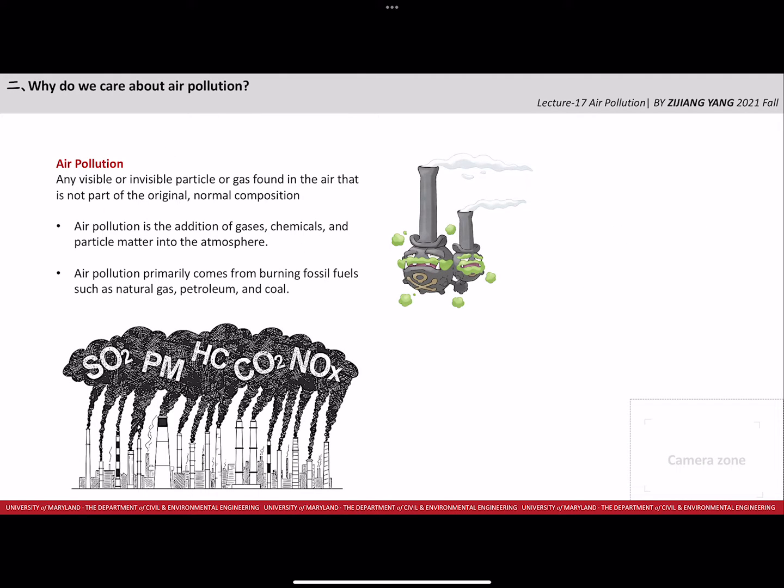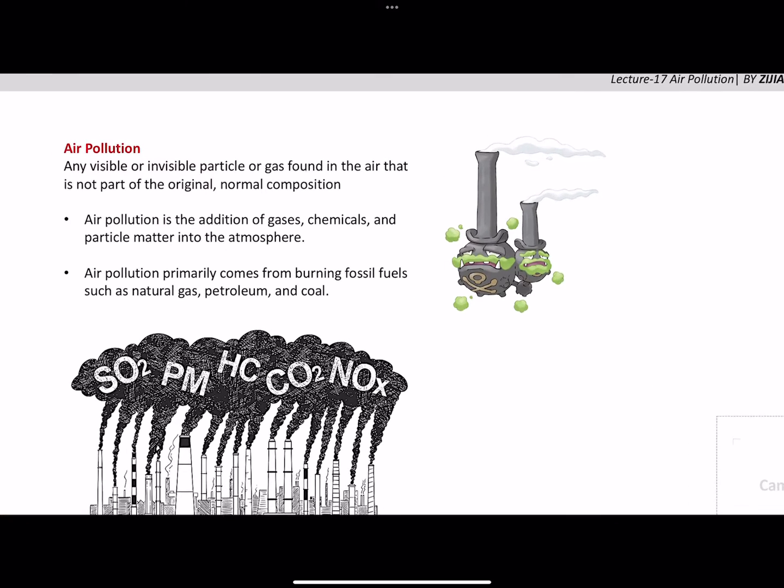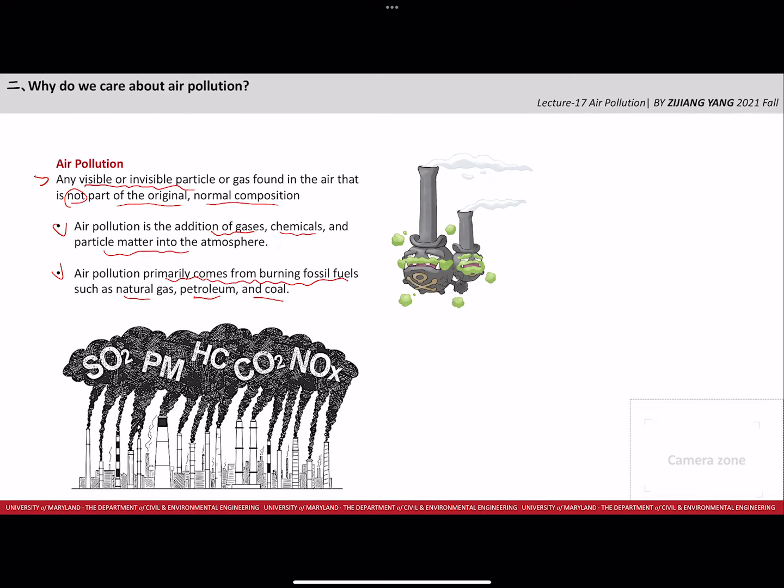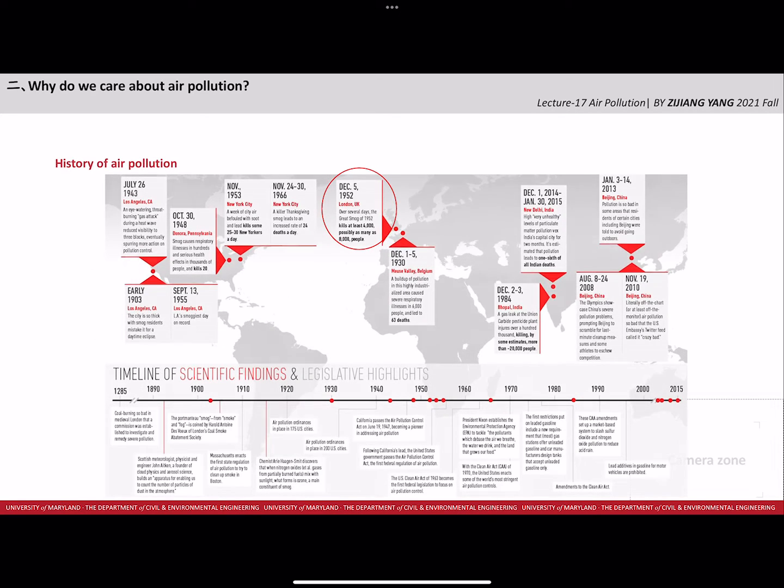And the next, what's air pollution? So basically, air pollution refers to any visible or invisible particles or gas found in the air that is not part of the original composition. So basically, air pollution is the addition of gases, chemicals, and particulate matter into the atmosphere. And for now, air pollutants primarily come from the burning of fossil fuels, such as natural gas, petroleum, and coal. So basically, air pollution refers to the addition of components to the atmosphere.